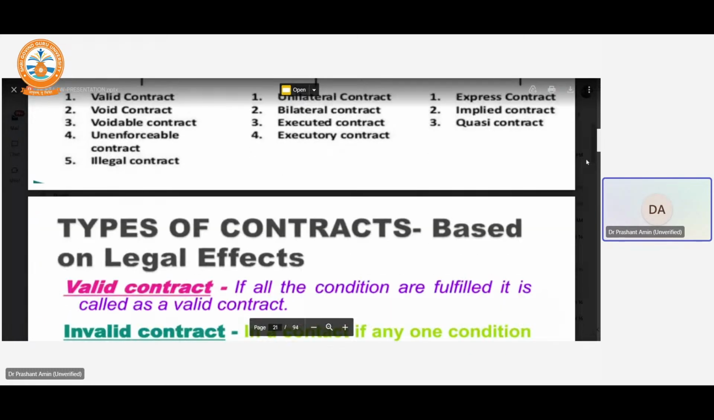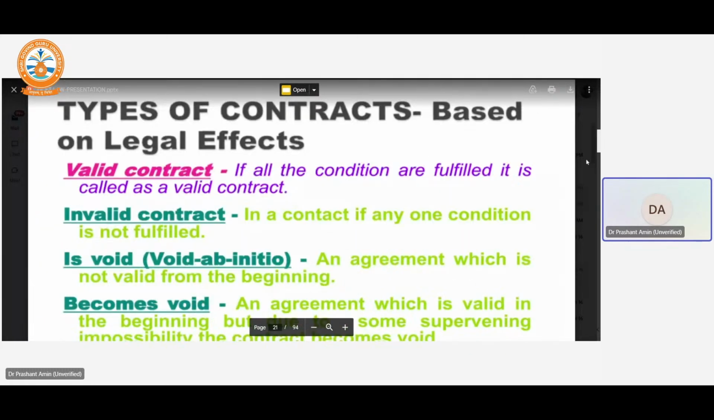So let us understand the types of the contract. I'm just touching upon the main fundamentals of the contract so that any questions can be asked, then logically you can answer, right? So the valid contract: if all the conditions are fulfilled, it is called a valid contract. All the conditions are fulfilled, which means that in the previous slide, in the graphical representation which I am showing, all the conditions have to be fulfilled.